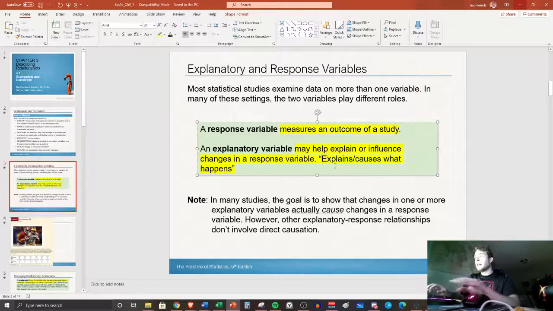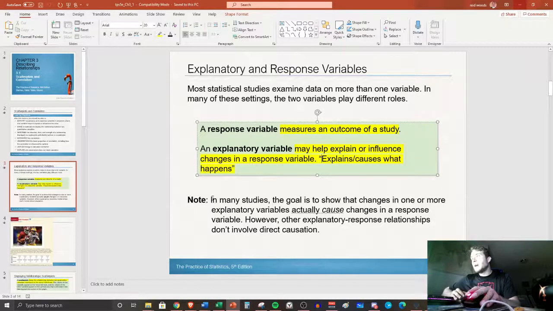And I put in here explains or causes. So the explanatory variable explains, right? And it's not like it's guaranteed to explain. It may not, right? It may not. But that's what we're trying to show. So this is very much like an experiment. So go ahead and write these down.